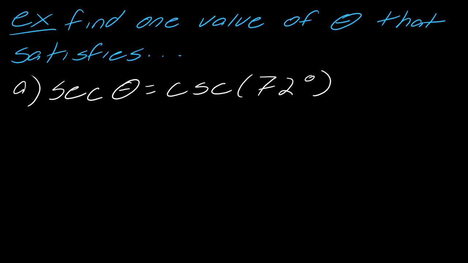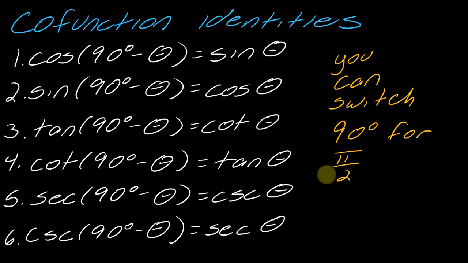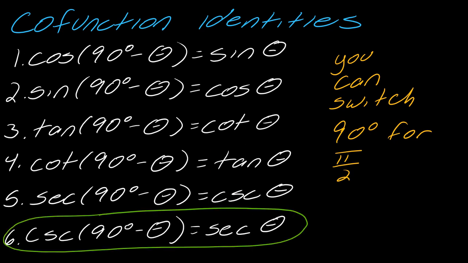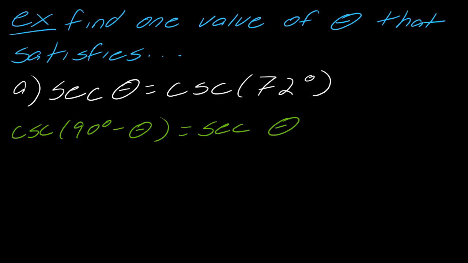Okay, so what you're going to want to do, I know that secant and cosecant have this relationship with the cofunction identities, but I really want to find where I have this secant theta. So you'll see here, I've got secant of 90 degrees minus theta equals cosecant, and then cosecant of 90 degrees minus theta equals secant theta. So just to be very clear, I'm interested in this cofunction identity, and I just want to show you why.